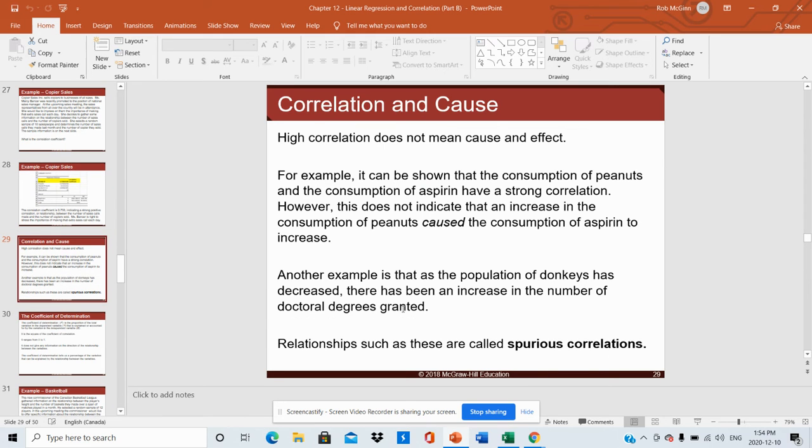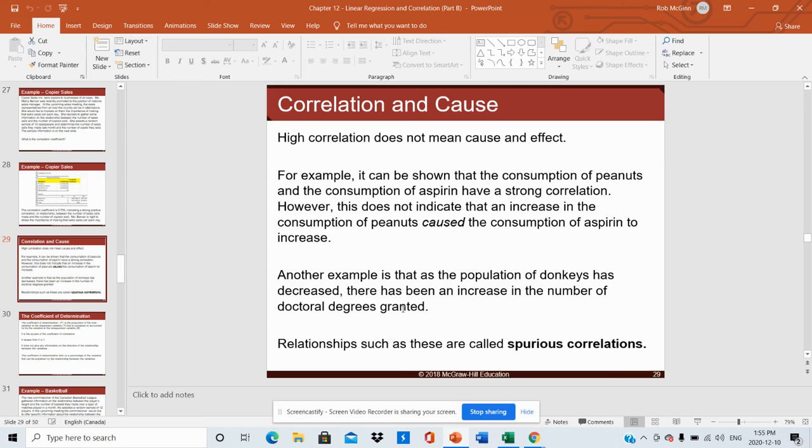So, quick note now on correlation and cause. High correlation does not mean cause and effect. For example, it can be shown that the consumption of peanuts and the consumption of aspirin have a strong correlation. However, this does not indicate that an increase in the consumption of peanuts caused the consumption of aspirin to increase.